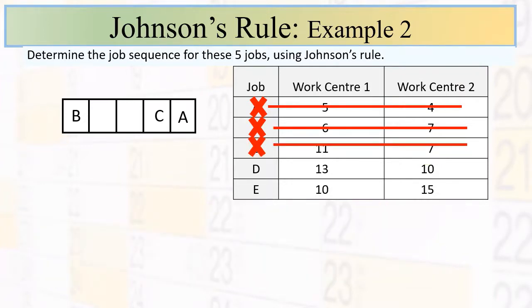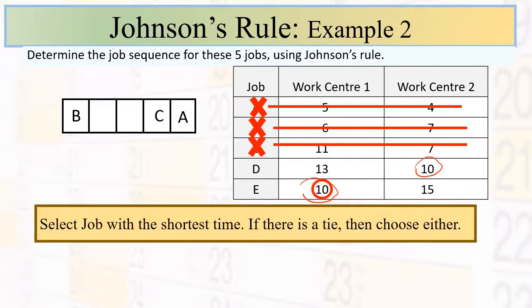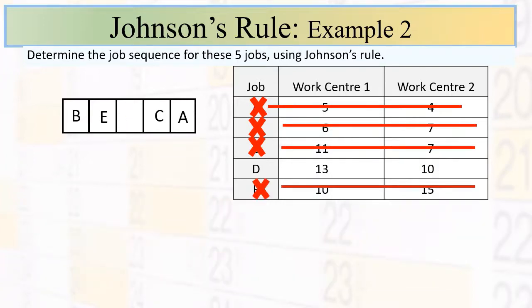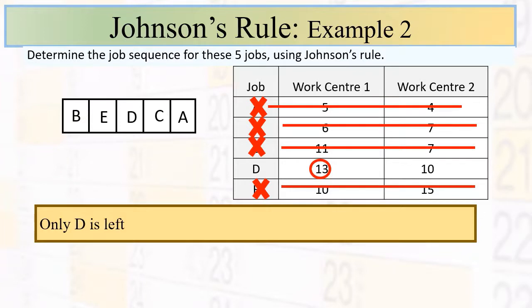Now we're left with D and E. The lowest is 10, but it is in both rows, so it doesn't matter. We could pick randomly, whichever we want. So we take E, and this 10 happens to be in the first work center, so E is going to be the remaining first. Out of the remaining spots, the remaining first spot is going to be E. Now from there on, we know that D has to go here because that's the only job left.